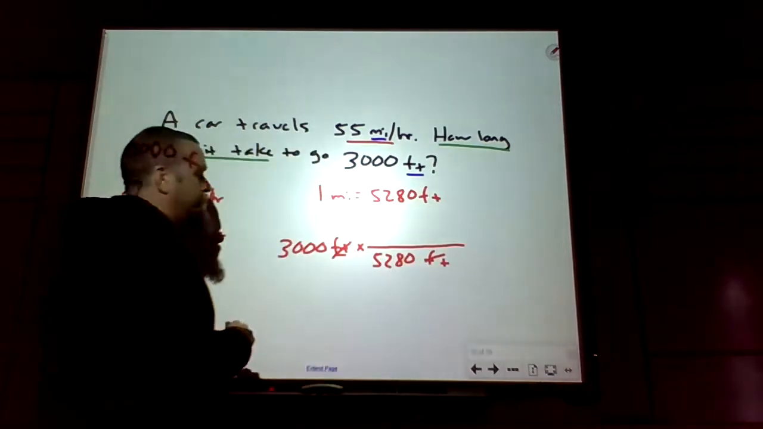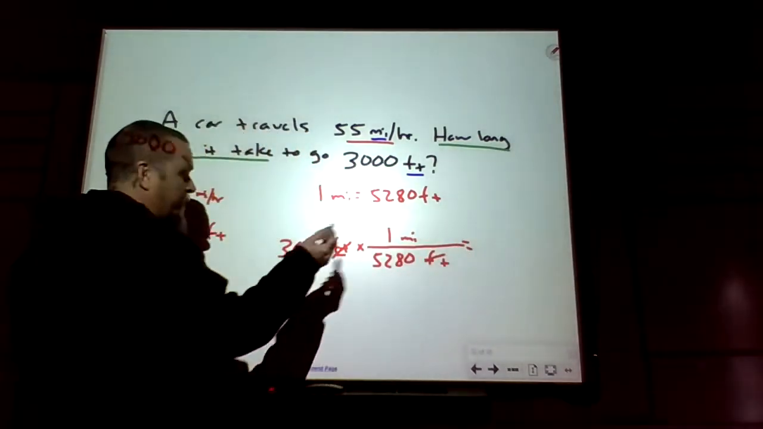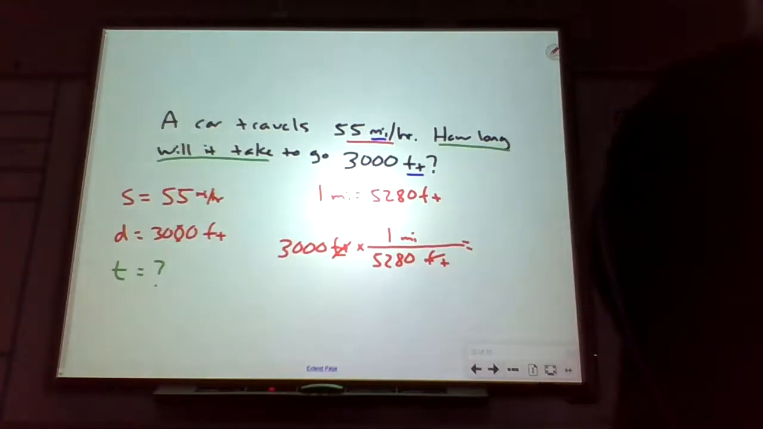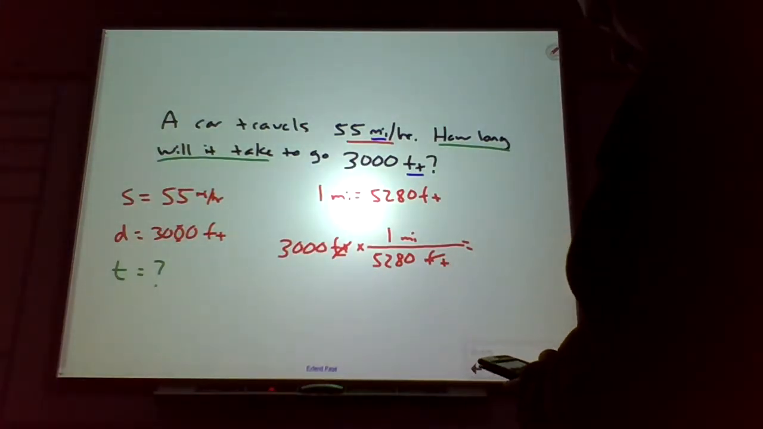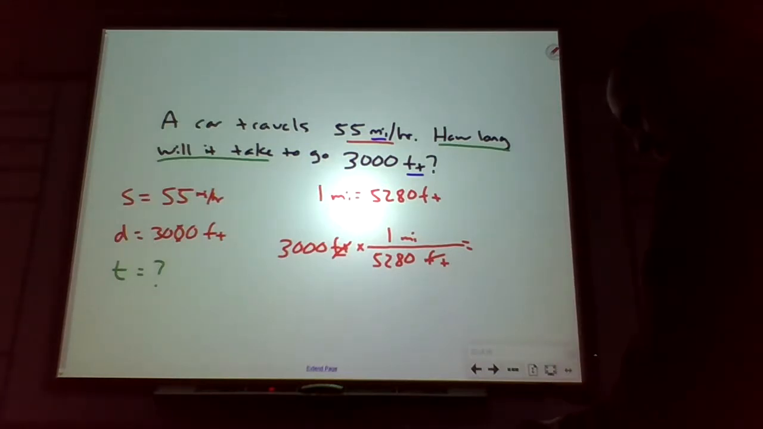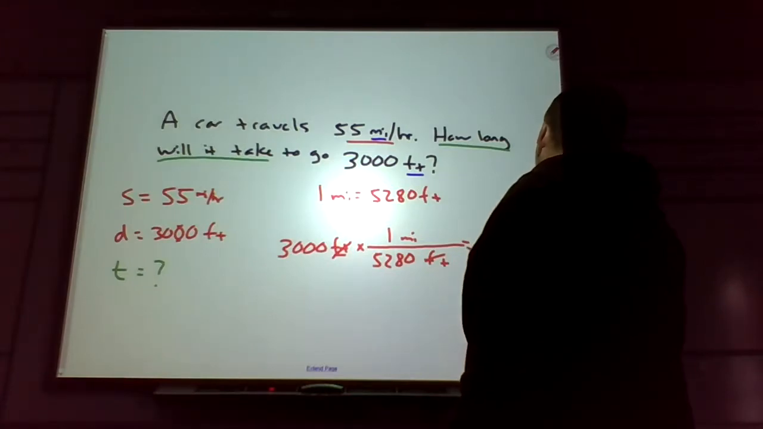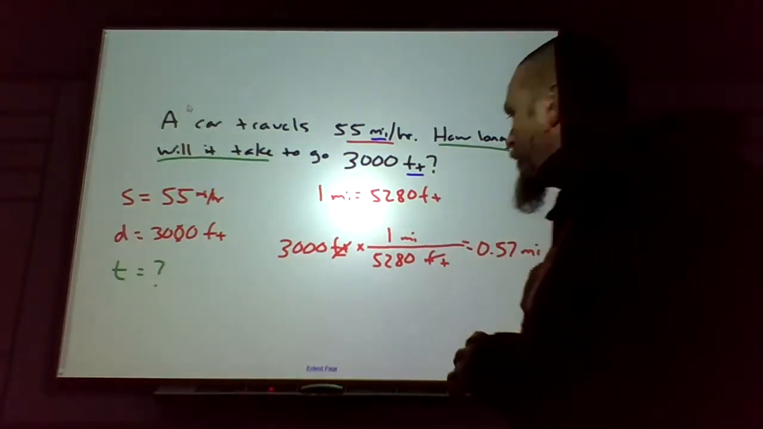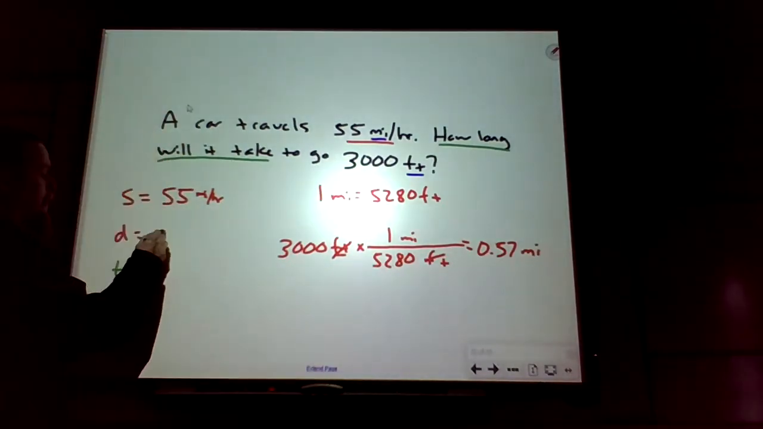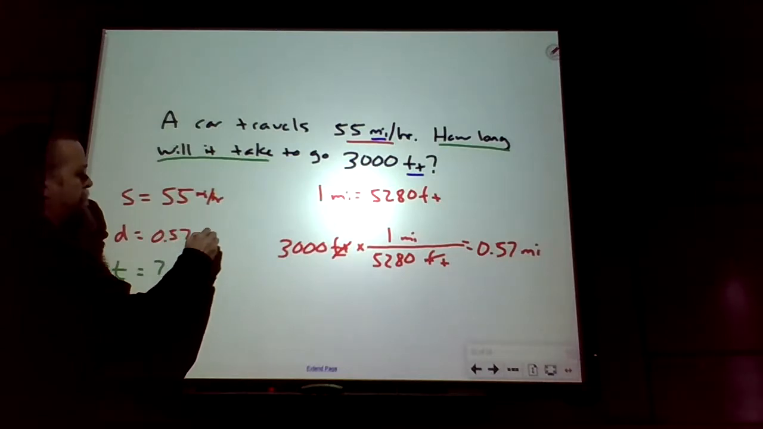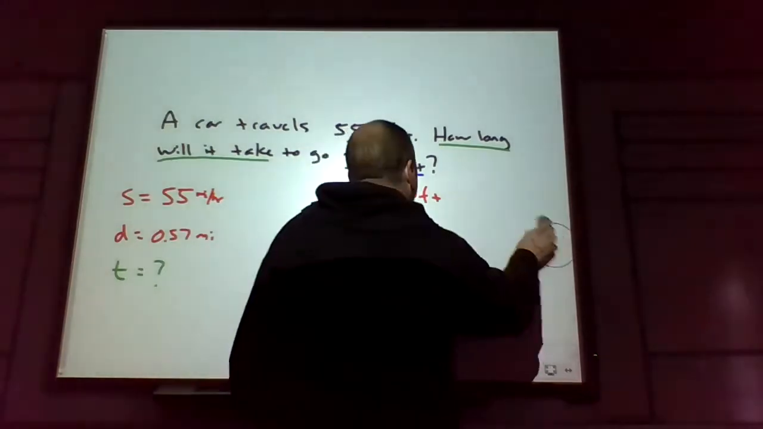And we'll put the 1 mile on top. So it ends up being 3,000 divided by 5,280, which is 0.568. I'm going to round that to 0.57. Only unit left is miles. So once we've done that, we can replace this number with something that will actually work. I've got unit agreement now, so I can use the speed equation to solve my problem.